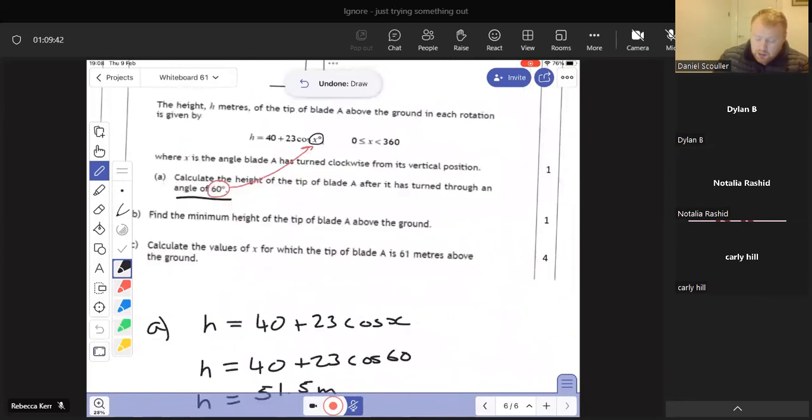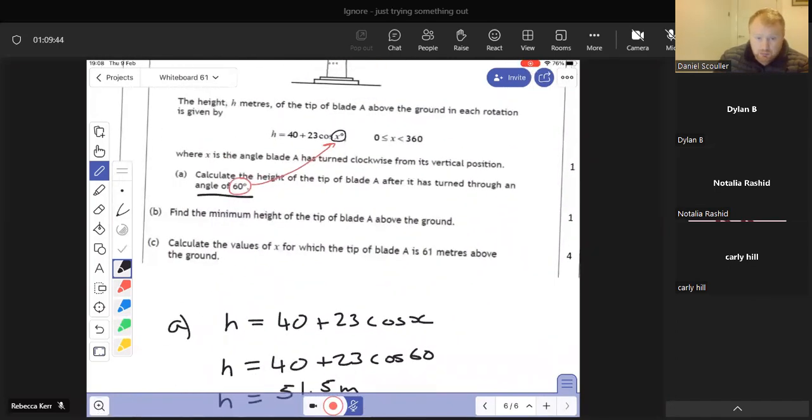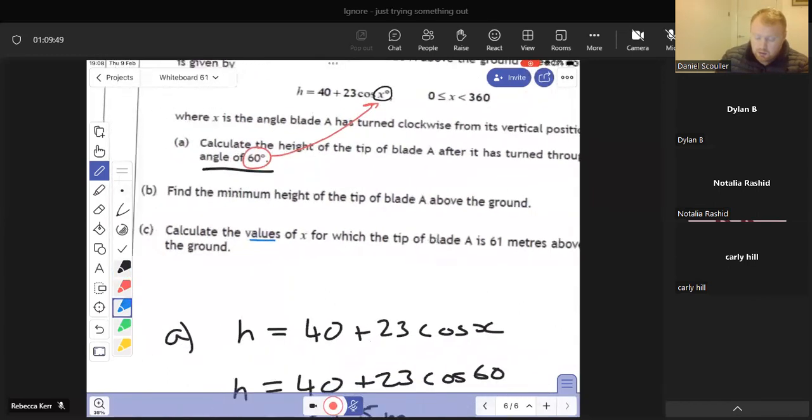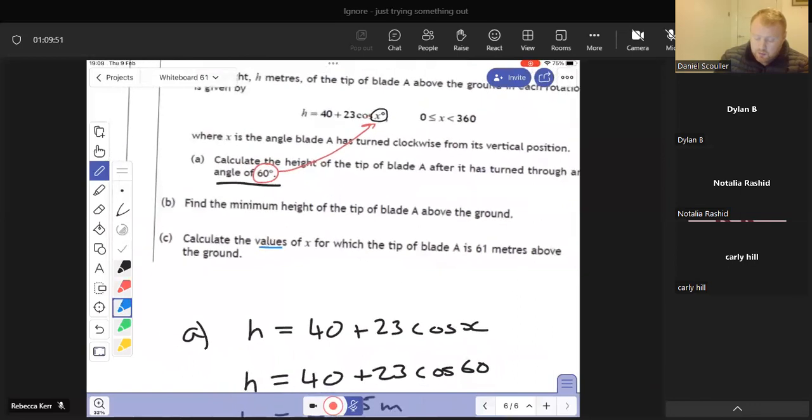Okay, part C, calculate the values, so it's plural, so it's going to be 2 of them, of x, for which the blade tip A is 61 meters above the ground. Okay, so that's 61 meters is the height. So the formula h equals 40 plus 23 cos x, we're going to put the height in as 61 meters. So instead of that letter h, 61 is going to go in its place.